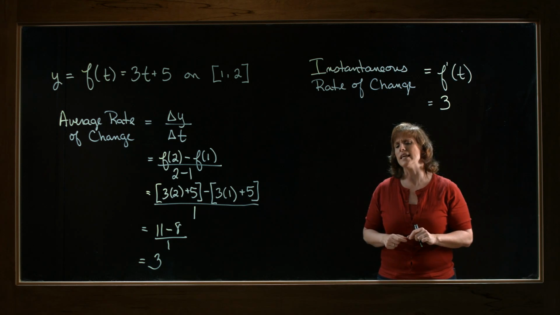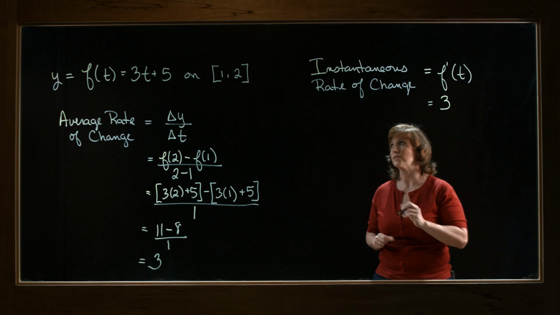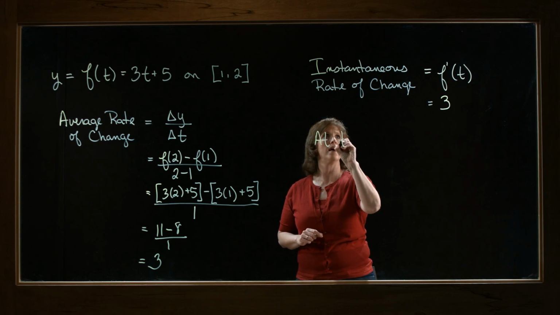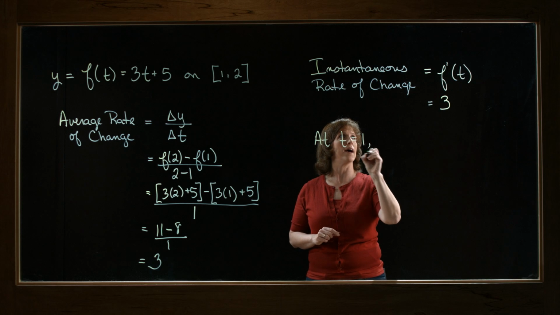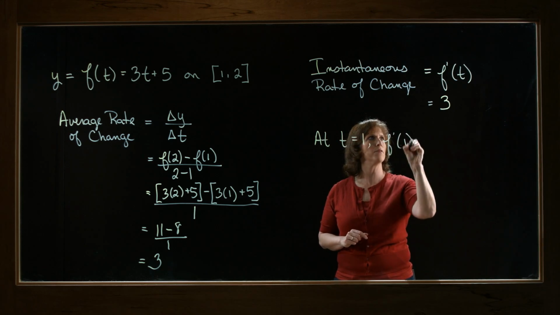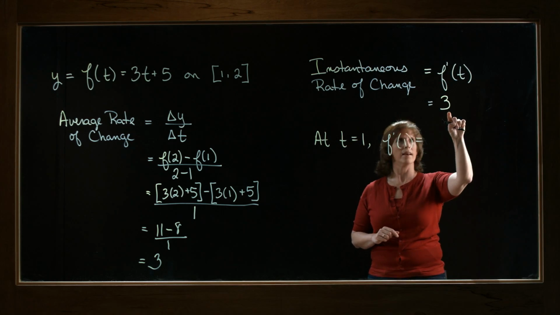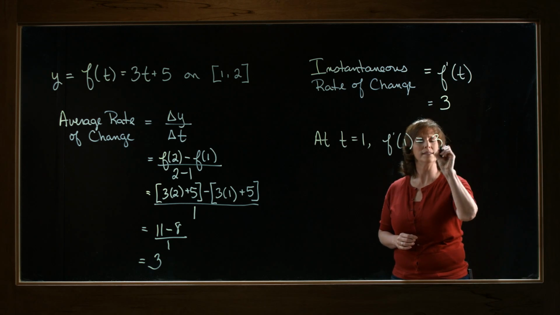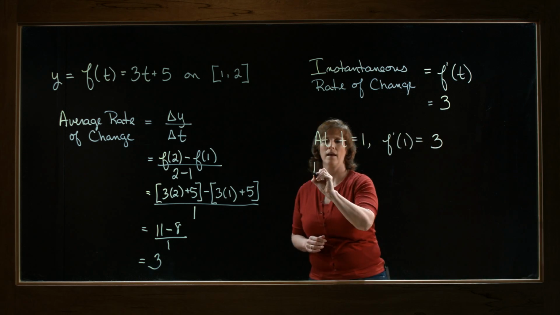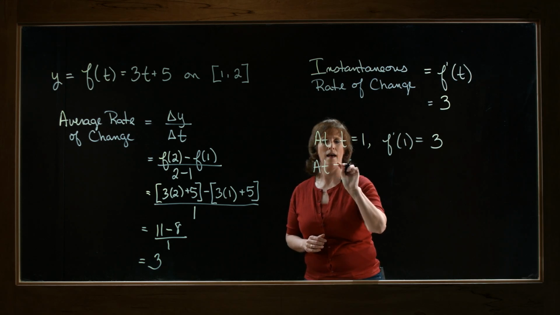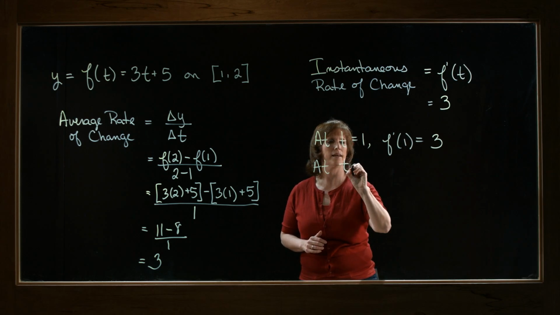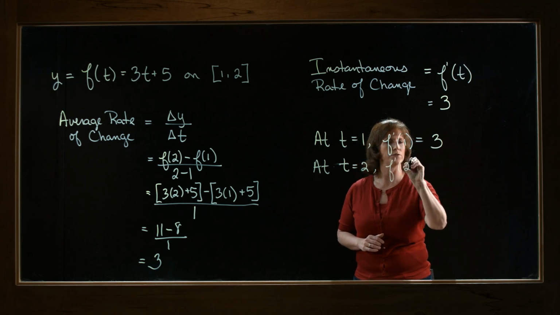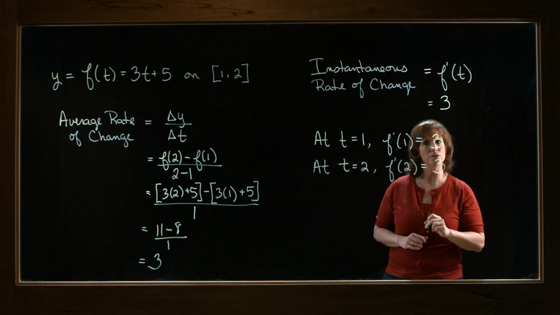Now, I was interested in the instantaneous rate of change at the endpoints. So let's see what happens at the endpoints. At t equals 1, f prime of 1 is, well, let's see. There's no place to plug in a t. f prime of 1 is simply 3. At t equals 2, f prime of 2 is also 3.